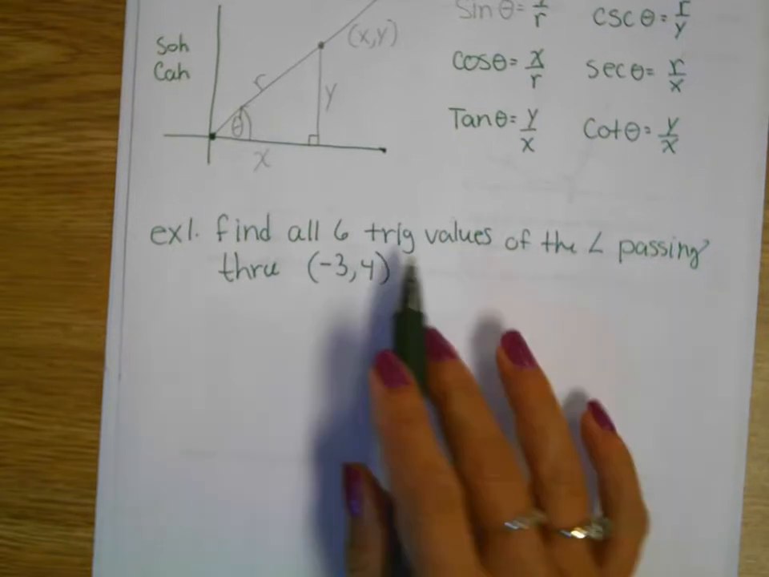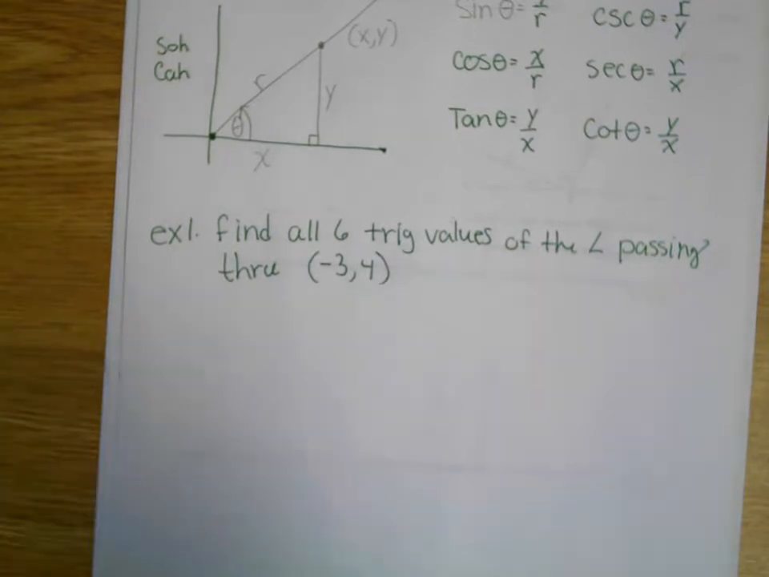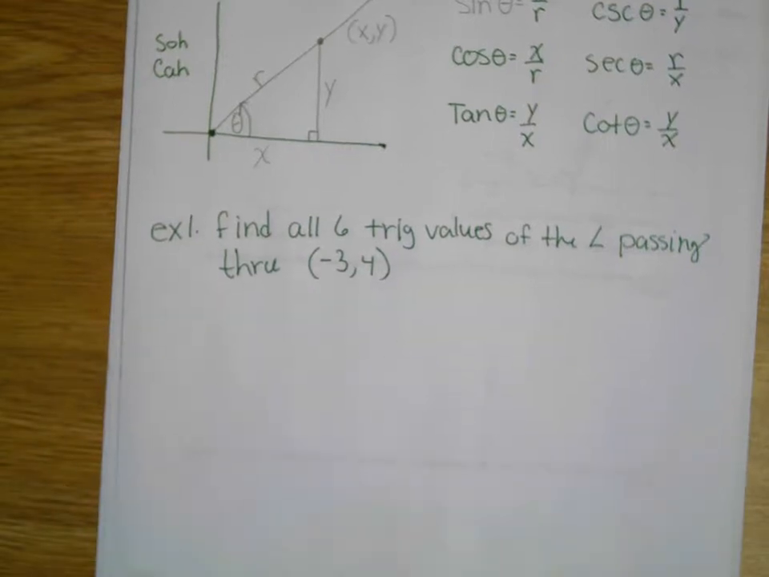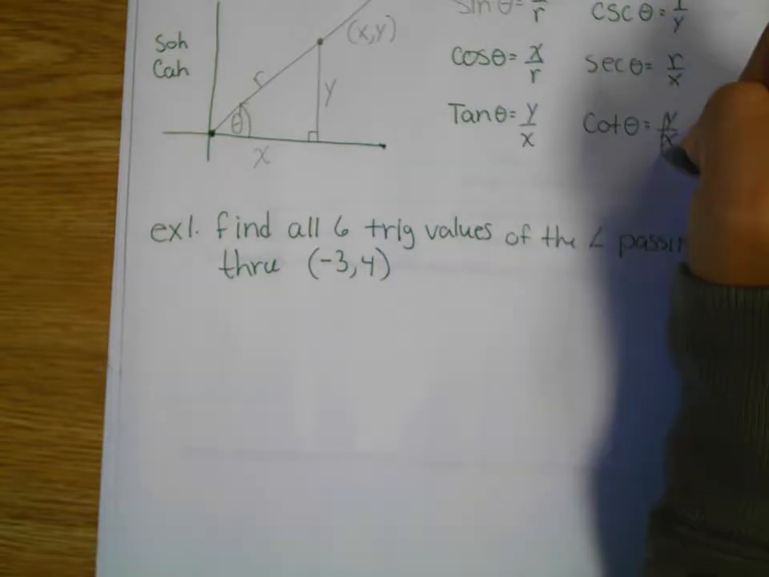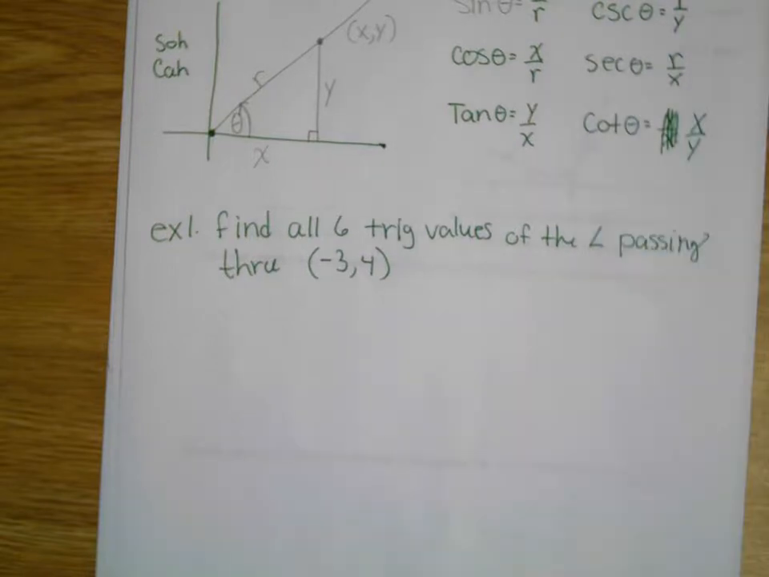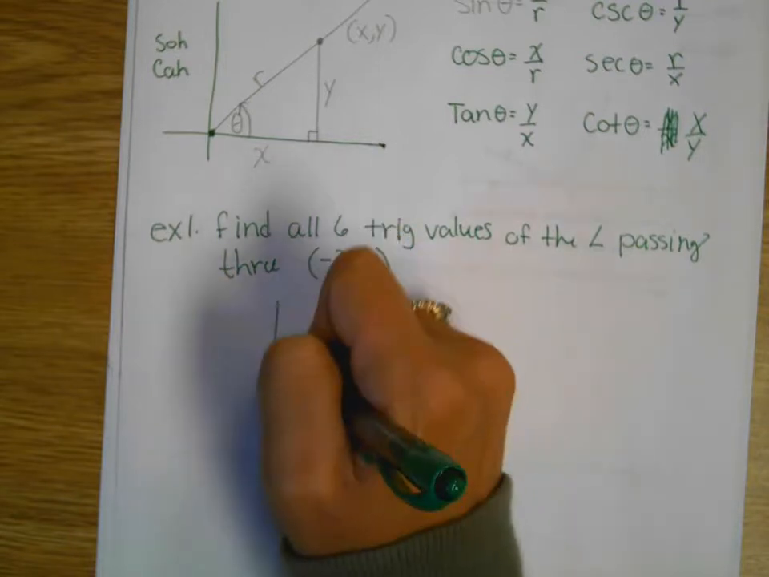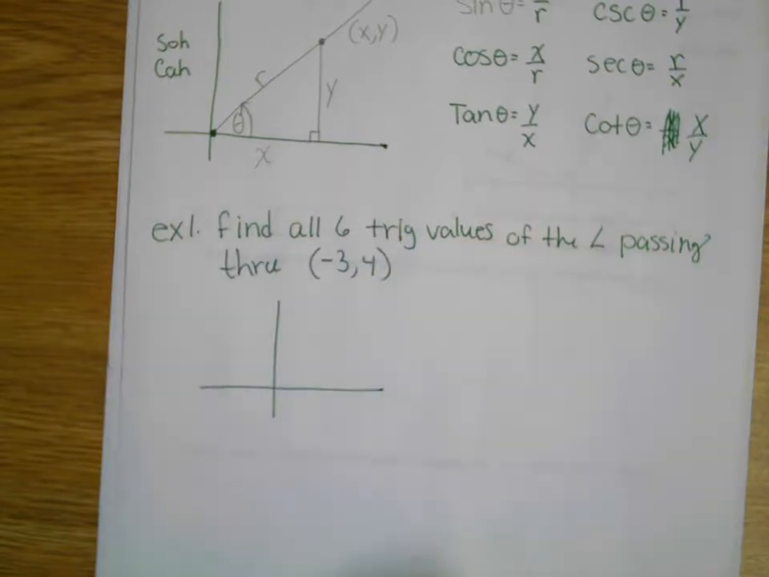So again, when it wants trig values, you need a triangle. Adam? I was just wondering, for the cotangent, choose the x over y. Oh. Yes. Thank you. Then flip it over. X over y. All right. Here we go.